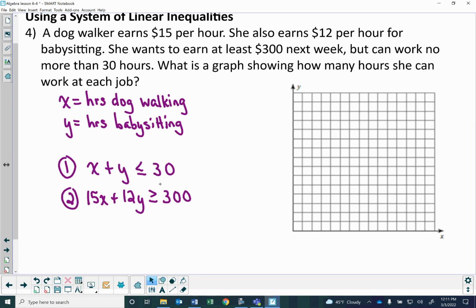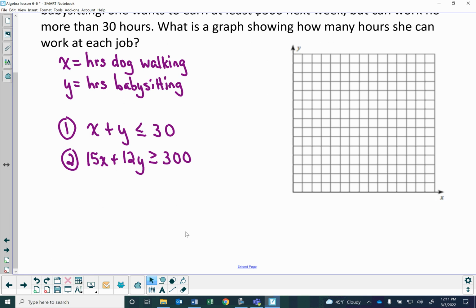Now, interestingly enough, I do not need anything other than quadrant 1 simply because I can't walk the dog a negative number of hours. And if I am working, I'm not going to earn a negative amount of money. Right? So I am going to use this lovely graph here, and I'm going to take my two equations, and I'm going to use the intercepts to solve for them.